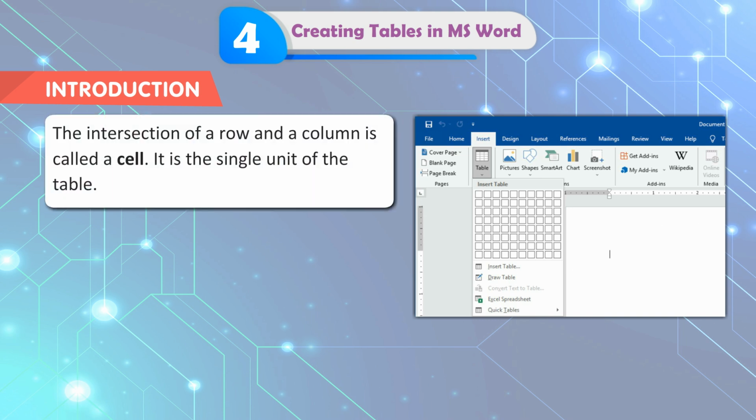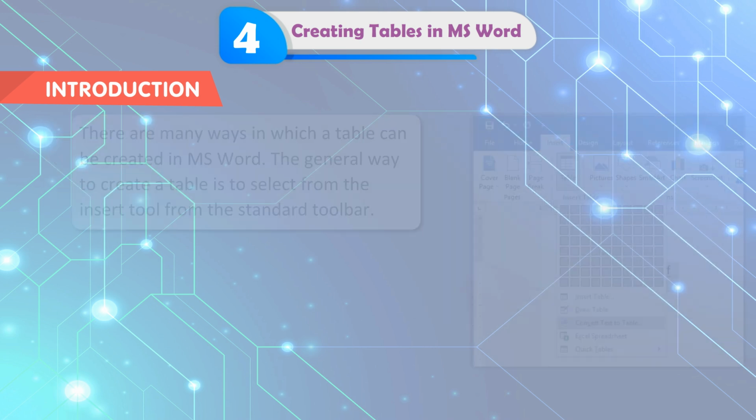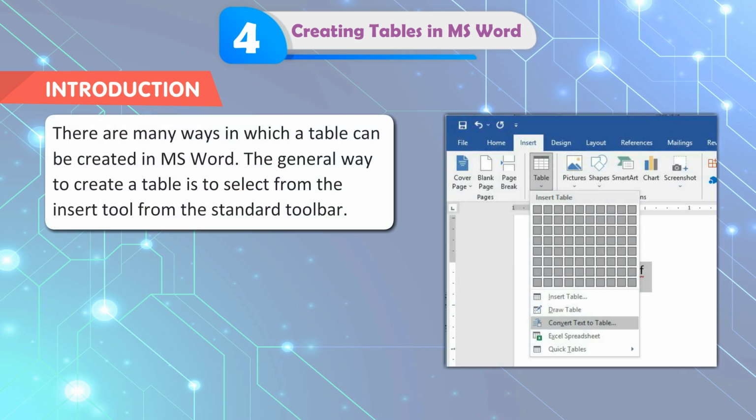The intersection of a row and a column is called a cell. It is the single unit of the table. There are many ways in which a table can be created in Microsoft Word. The general way to create a table is to select from the Insert tool from the standard toolbar.